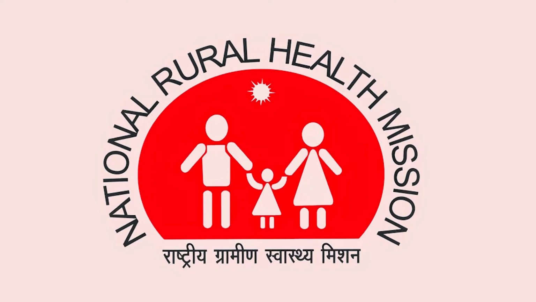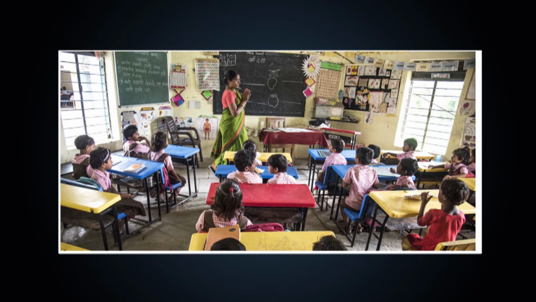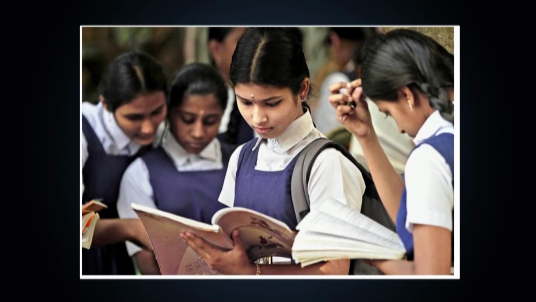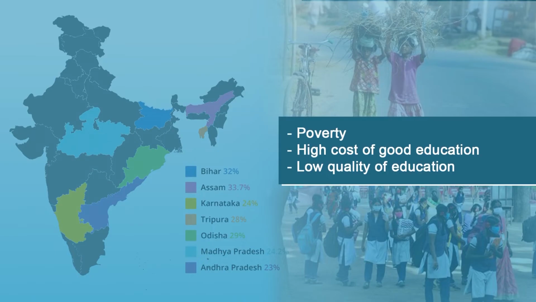the country. In education, significant achievements have been made in terms of the number of schools, teachers, students and skilled manpower through governmental programs. The failure to universalize elementary education, and wide disparities across gender, regions and social groups are the major failures in this sector. Poverty, the high cost of good education and low quality of education are the major factors at the household level for high dropout rates among the poor.